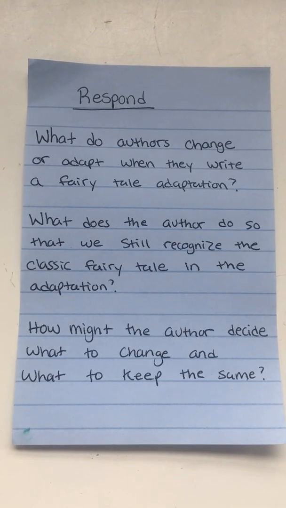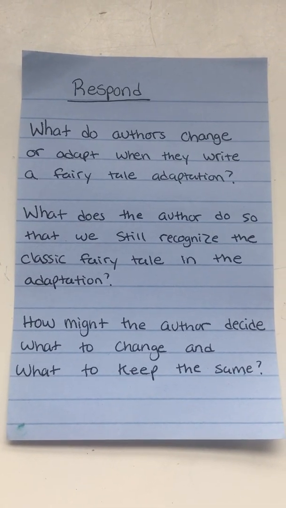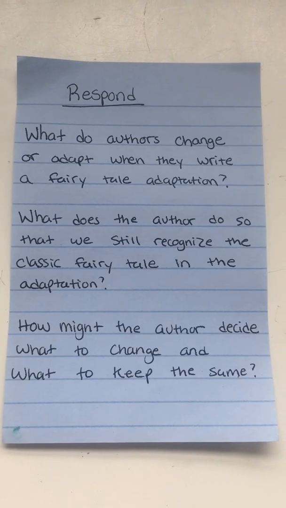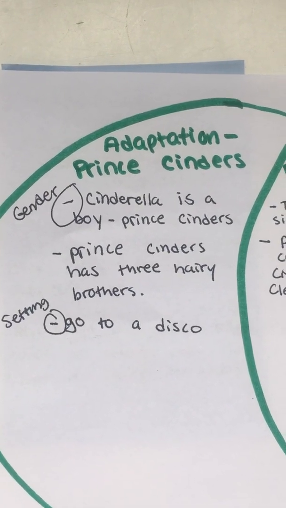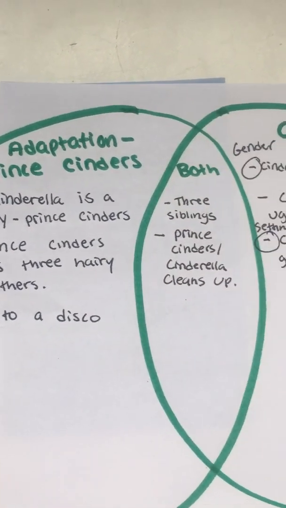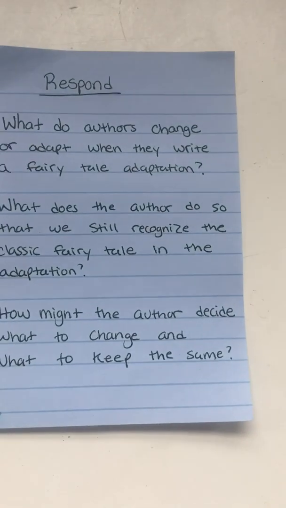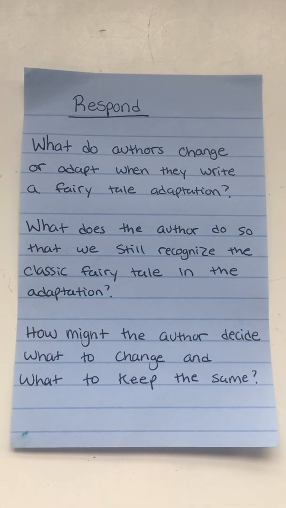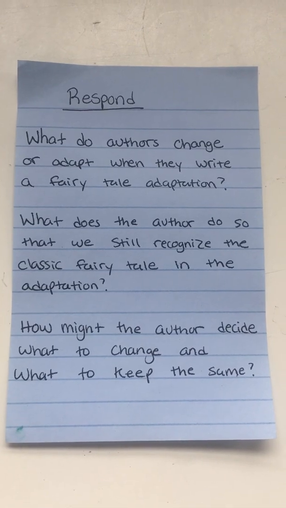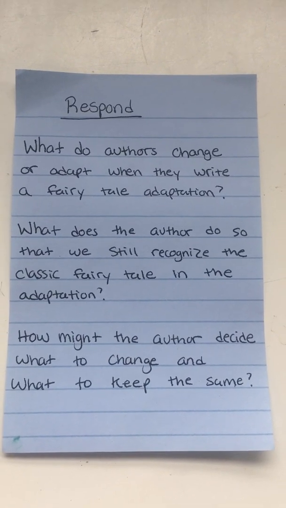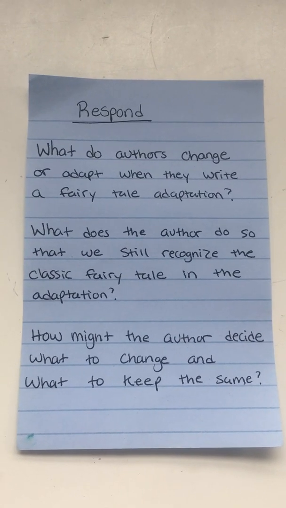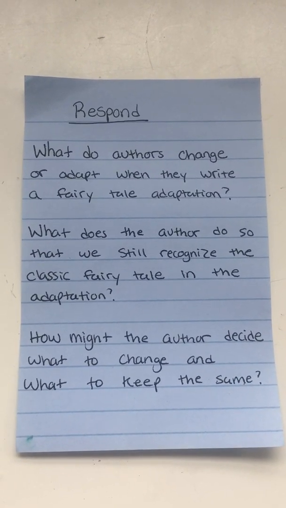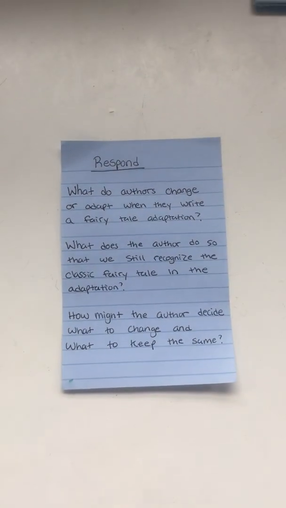And then for the last question, I want you to think about, how might the author decide what to change and what to keep the same? So why did this author decide to have Prince Cinders' brothers go to the disco? Why did he decide to have Prince Cinders be a boy? Why did the author make those choices? You're going to jot notes about each of those questions in either your notebook or share them on Google Classroom. It would be great if you share them on Google Classroom, because then we can all learn from you and your ideas.